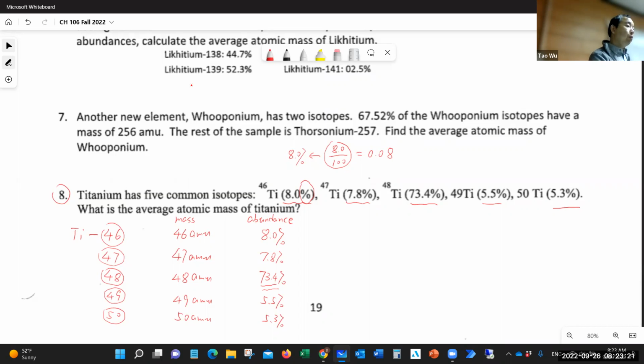If we have the mass for each isotope and the abundance for each isotope, then what are we going to do? We use the mass of a certain isotope times its abundance. This mass times this abundance, this mass times this abundance, and so on. Each mass times its abundance gives an answer, and then we add up all these answers together. That is going to be the average atomic mass. Okay, so let's work on this.